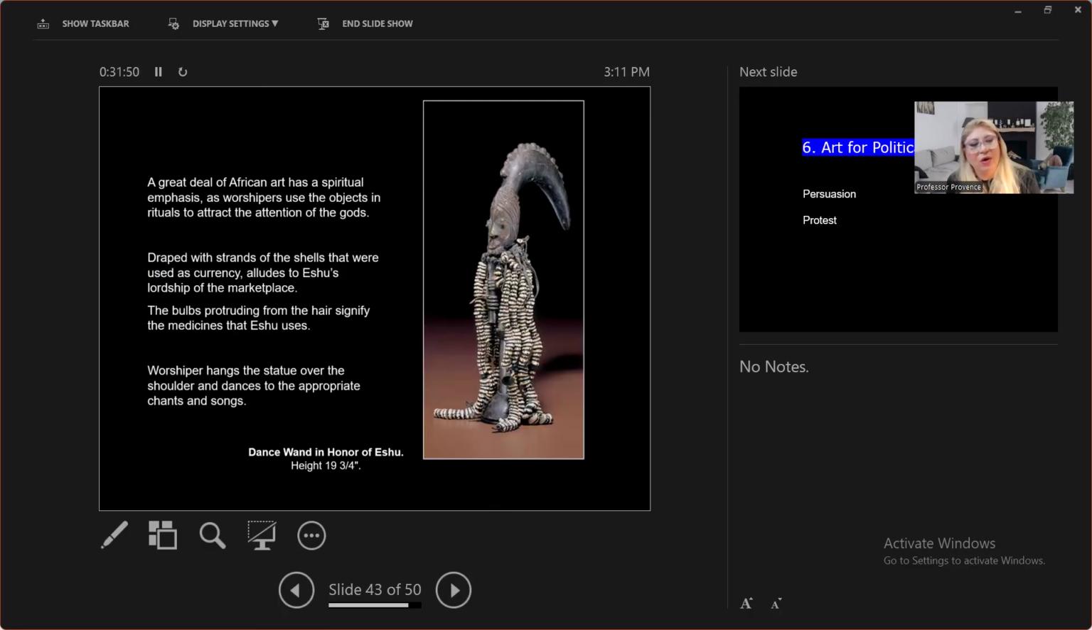Okay, here we have another work. This one is the dance wand in honor of Eshu. And the image would get hooked over the shoulder, and the participant would move around, dance around, and you could hear the ching ching of the shells clacking, but the imagery itself is part of the storytelling of wearing this object, embodying, I should say, all of your traditions, right? And also to help attract the gods, saying, "Hey, look at me."